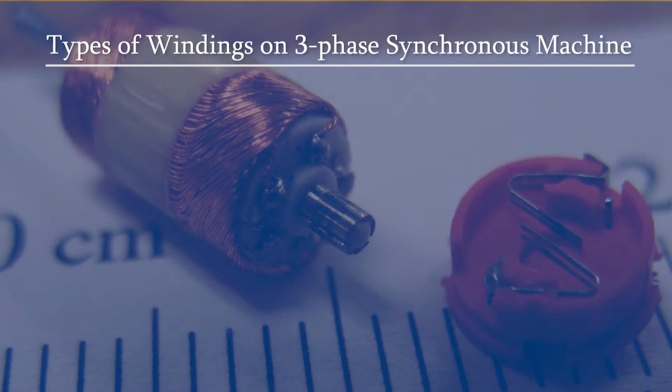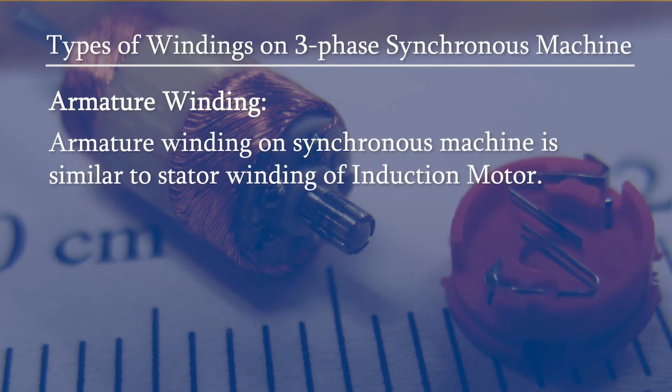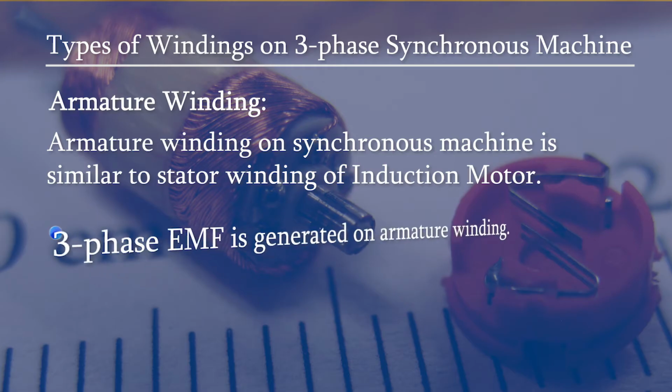Types of windings on three-phase synchronous machines. First of them, we have the armature winding. The armature winding on a synchronous machine is similar to the stator winding of an induction motor. So in this machine, the armature winding is on the stator, whereas if you recall, in the case of the induction motor, the armature winding was on the rotor.